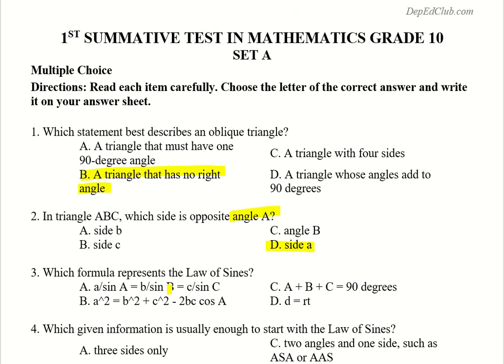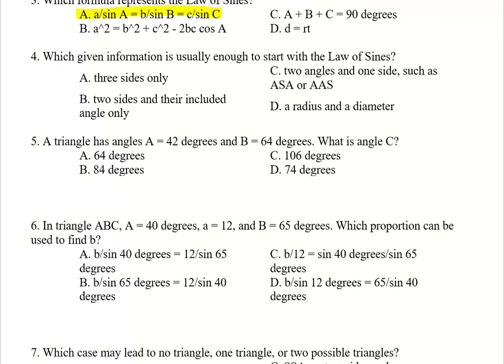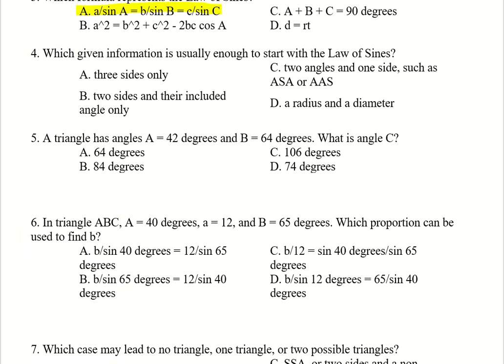Number 3, which formula represents the law of sine? That will be A over sine A, B over sine B, then C over sine C. Next, number 4, which given information is usually enough to start with the law of sine? For number 4, you have two angles and one side. It can be ASA or AAS. Again, two angles and one side, either ASA or AAS.